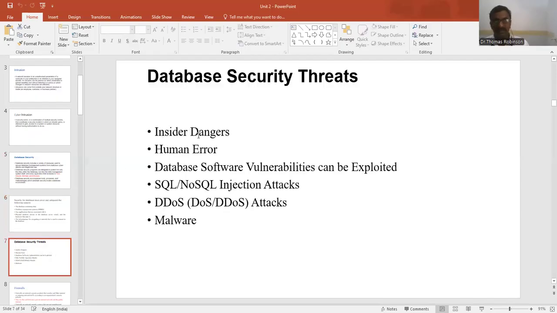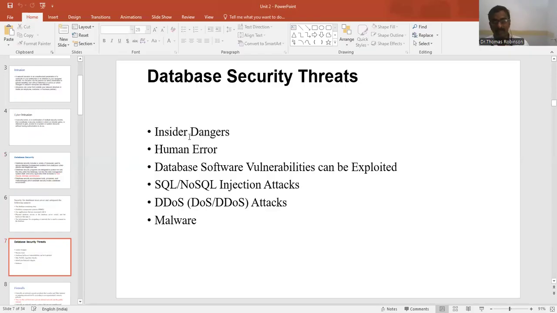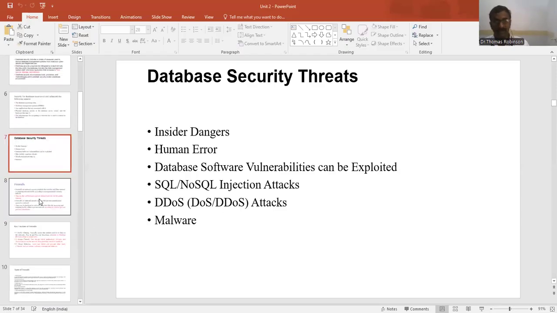The database security threats can come from insider dangers, which is an important thing, such as employees or contract people. Then human errors, where sometimes we give the password and unfortunately save the password in the system or the browser. Then database software vulnerabilities, and SQL and non-SQL injection attacks. These injection attacks mostly come from outside. Then DDoS attacks, and the next one is malware.